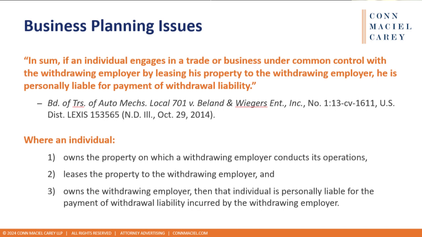I put that right there at the top in bold because that's a pretty potentially scary statement. Basically, under the leasing property rule, if an individual owns the property on which a withdrawing employer conducts its operations, leases the property to the withdrawing employer, and owns the withdrawing employer, then the individual may be personally liable for payment of the withdrawal liability of the withdrawing employer.